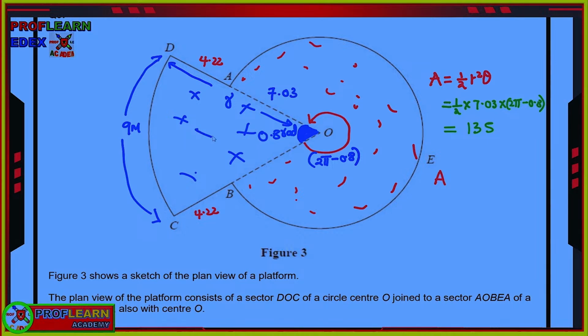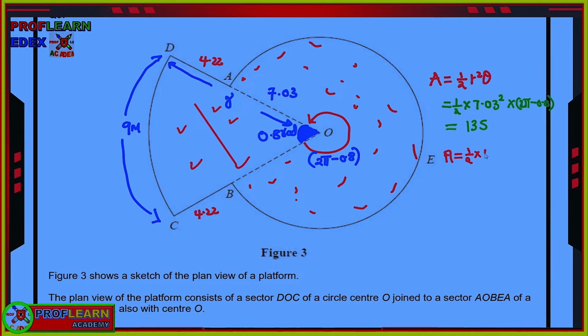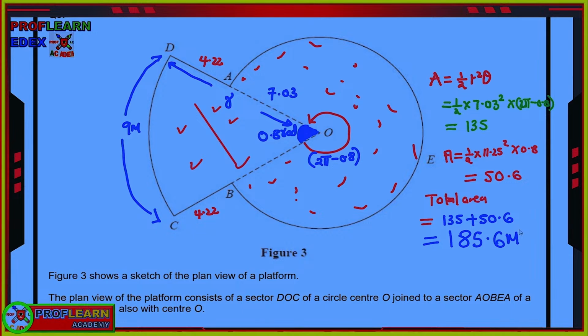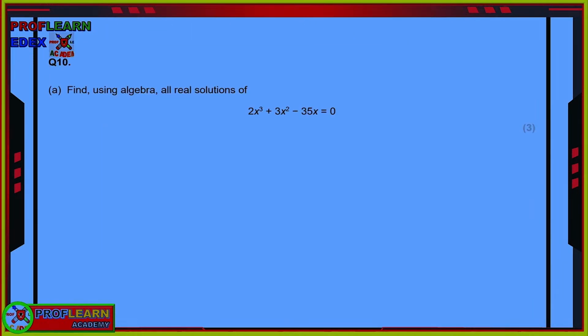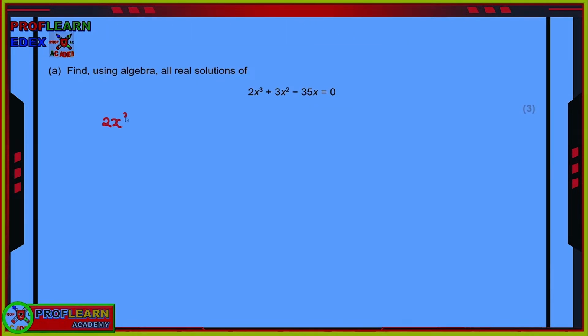And working out the area of this section, we're going to use the angle 0.8 and the radius of OD, and this is going also to be half times 11.25 squared times 0.8, and this is going to translate to 50.6. Total area becomes 135 plus 50.6, which translates to 185.6 meters squared, probably 186 meters squared. So we need to transfer this down here so that we can have our answer well written.